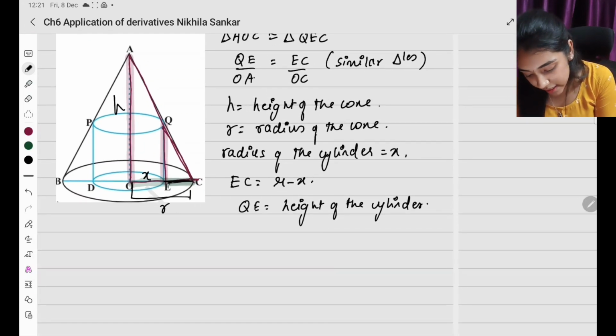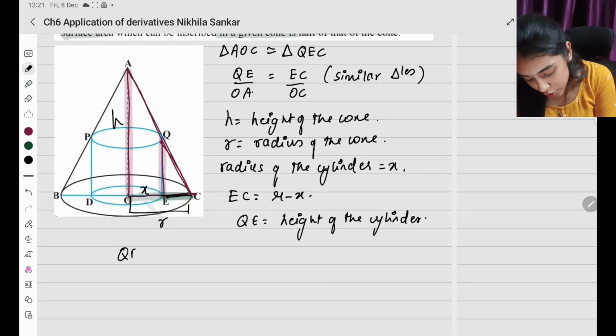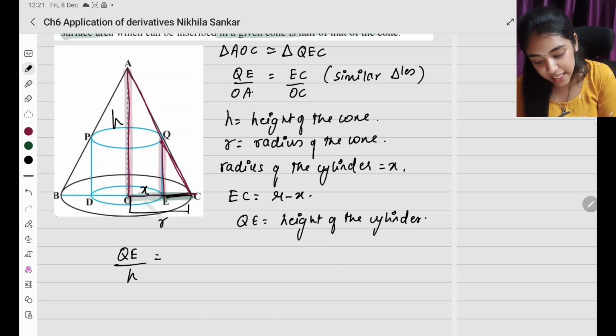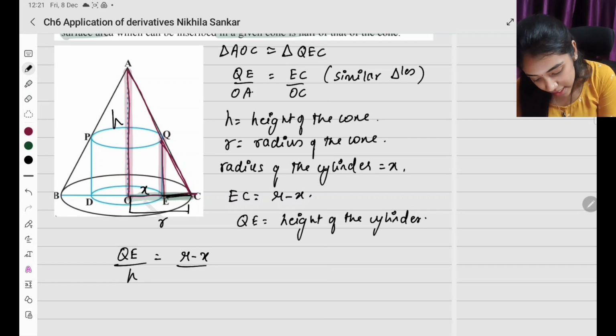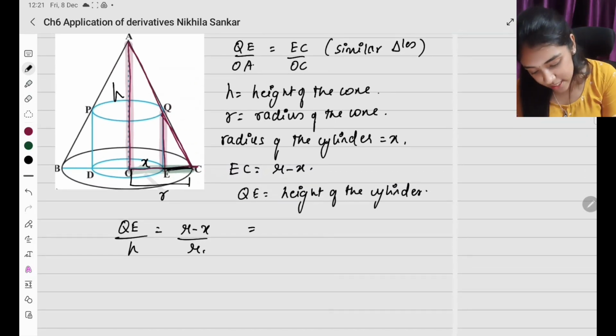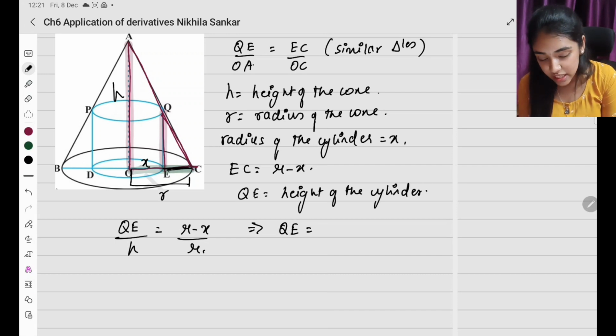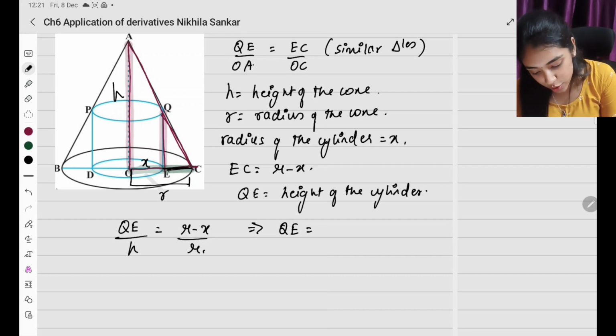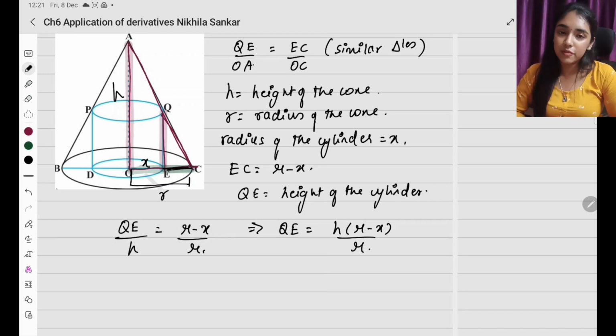Now in these similar triangles, QE divided by OA, which is the height of the cone, equals EC divided by OC. What is my EC? R minus x. And OC is the radius of the cone, which is R. So I have this particular relation. From this, I can find the height of the cylinder. The height of the cylinder is going to be H times (R minus x) the whole divided by R. So I found out what this is.